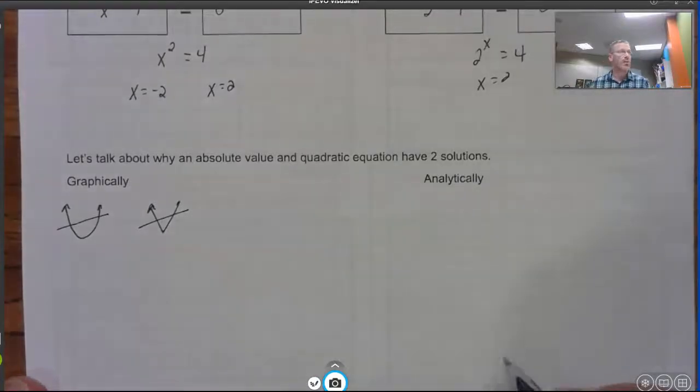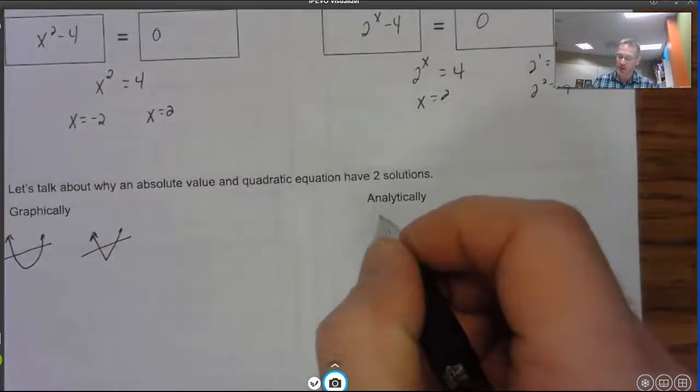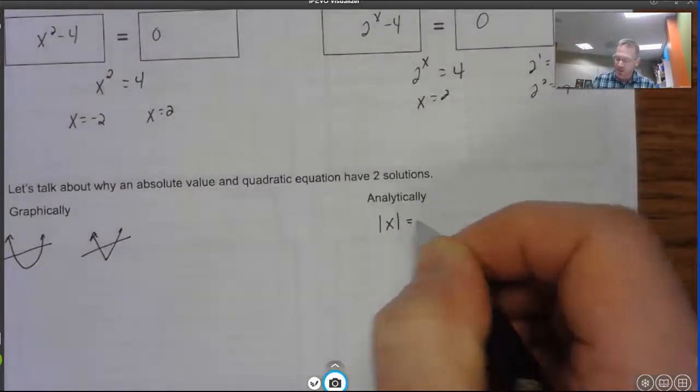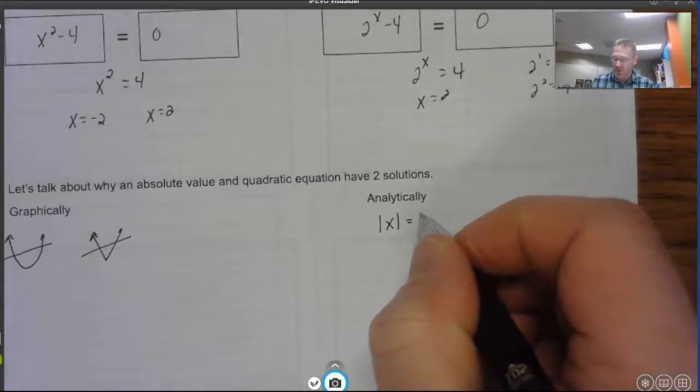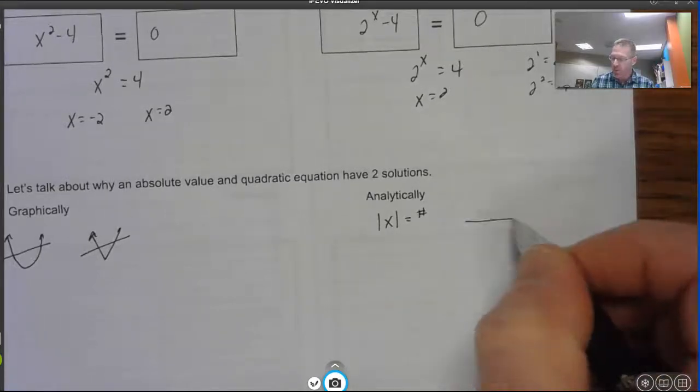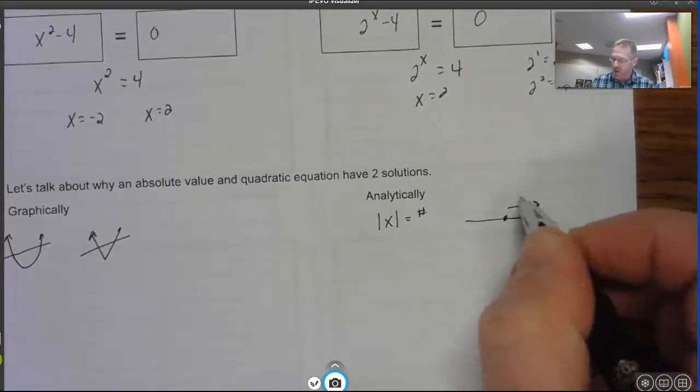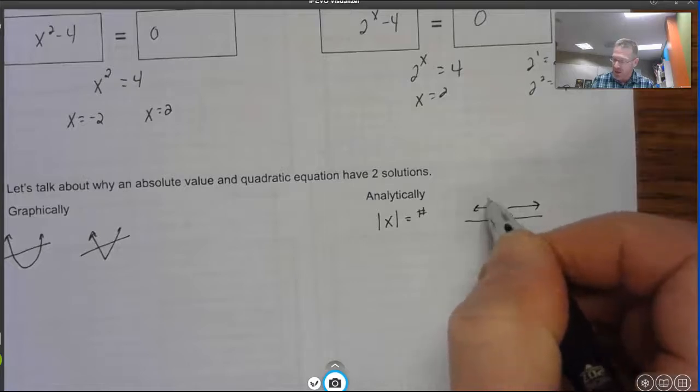Now, analytically, why is that true without a graph? That gets into those properties we talked about yesterday. Because when we say the absolute value of a number is equal to some number, we know that we have 0, and we could go that distance to the right, and we could go that same distance to the left.